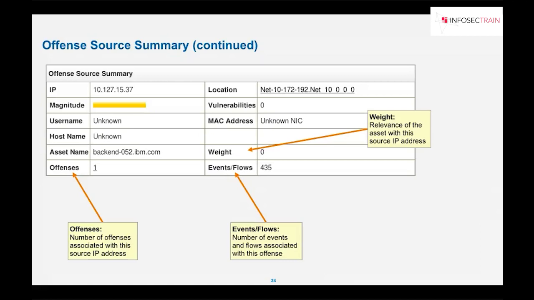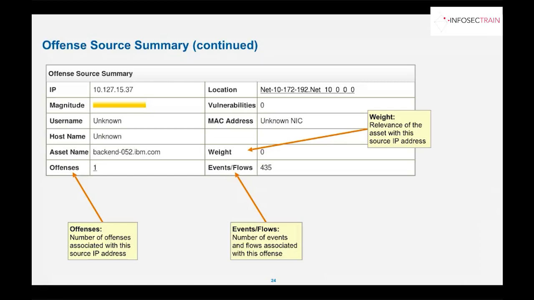Yeah. Weight is something which is associated with the IP address or the asset, right? Actually, weight is associated with the asset, and you have to define it because QRadar does not know which asset is how valuable to you. So weight is a number given from 0 to 10, and you have to particularly assign it to different assets which you think are particularly important.